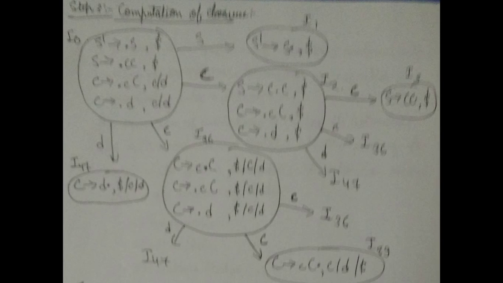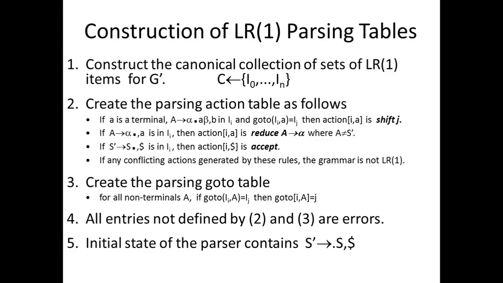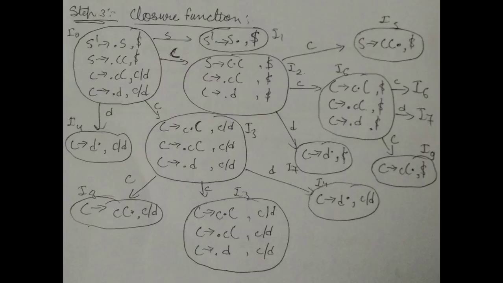Now constructing the canonical LR1 collection for the LALR1 parsing table. The basic difference between CLR1 and LALR1 is that we combine all the productions with the same core into one state.